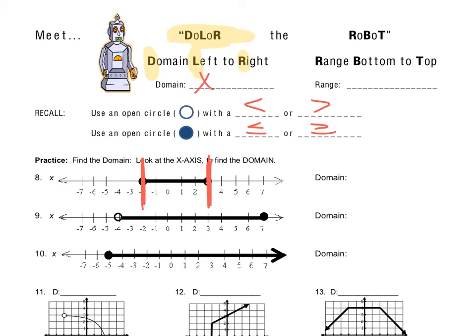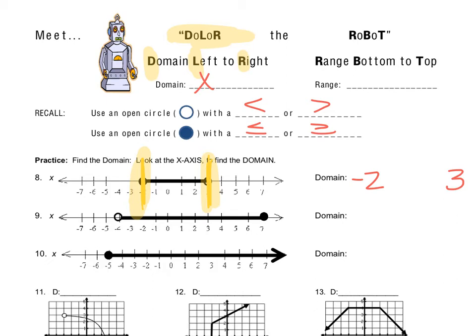Well, the left side of our graph here is at -2. So that's where our domain starts, at -2. And the right side of our graph over here is at +3. So that's where our domain ends. So we're going to put -2, leave a space, and write 3.